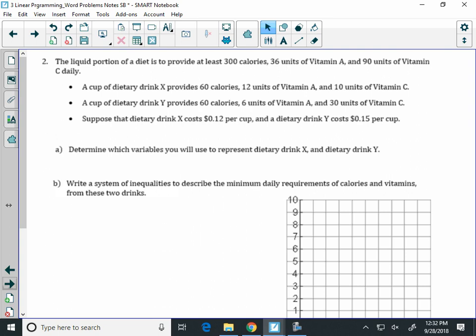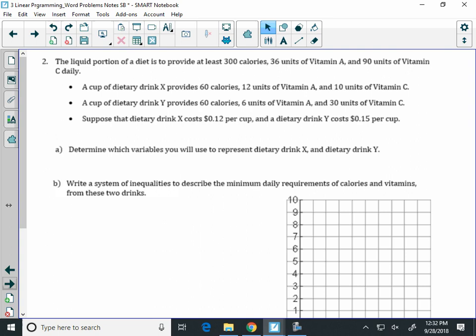So for an astronaut, the liquid portion of their diet should provide at least 300 calories, 36 units of vitamin A, and 90 units of vitamin C every day. So you have a dietary drink. You have 2 drinks that you can choose from when you're in space. Dietary drink X and dietary drink Y. They both have calories, vitamin A, and vitamin C. It says, suppose dietary drink X is 12 cents per cup and drink Y is 15 cents per cup.